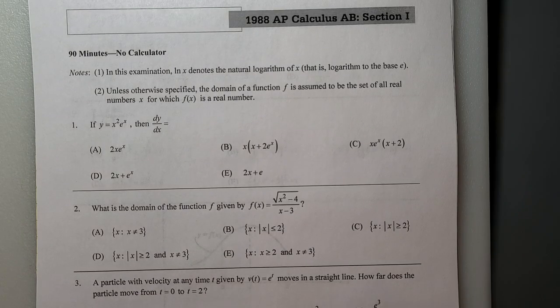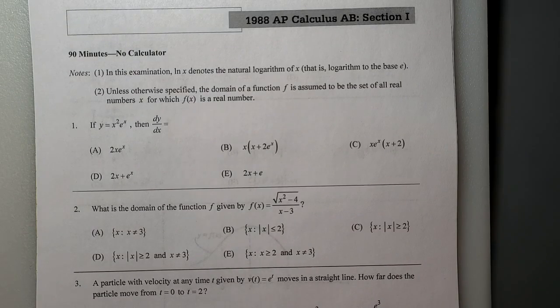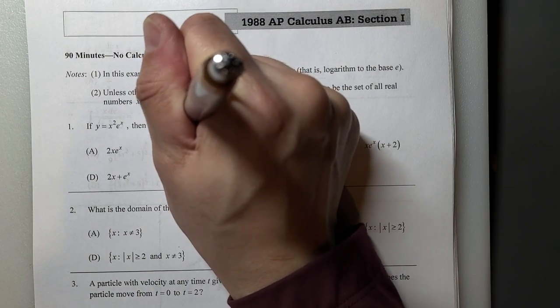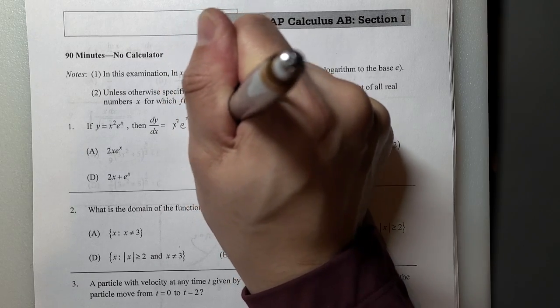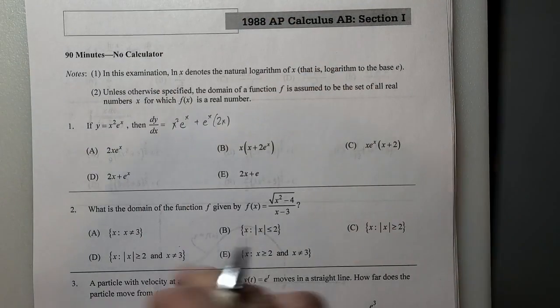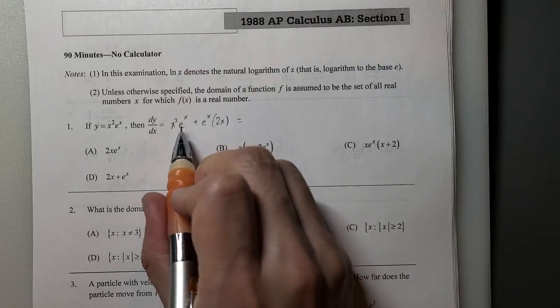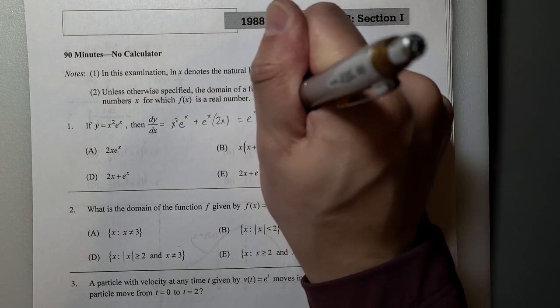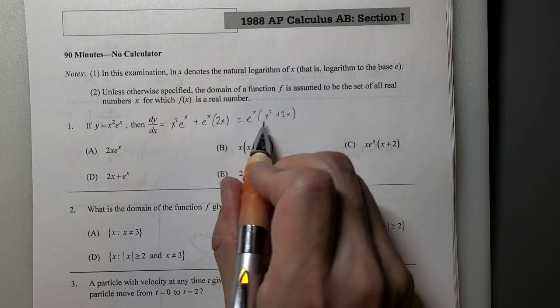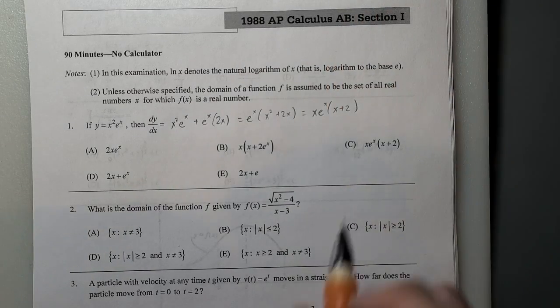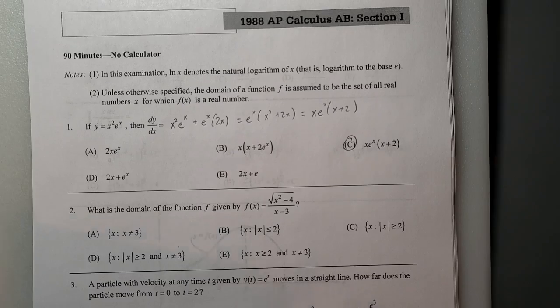Let's begin. y is x squared e to the x, dy/dx equals what? This is just product rule: first, d second, plus second, d first. So x squared times the derivative of e to the x, which is just e to the x, plus e to the x times the derivative of x squared, which is 2x. That doesn't match any of the choices, so let's factor out the e to the x: e to the x times (x squared plus 2x). We can even factor out x: x e to the x times (x plus 2). So that's C. 88% of people got that right.